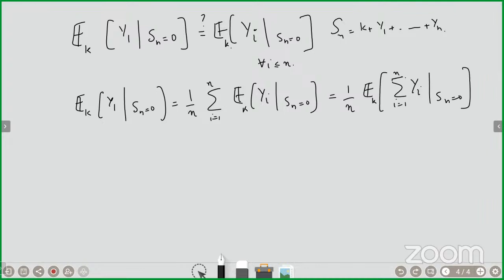Now, what is this quantity, given Sn equal to 0? The summation of the y's is minus k. It's exactly minus k. There's no randomness left in this. So if I have this, I can actually compute this. So now convince yourself that that's true.